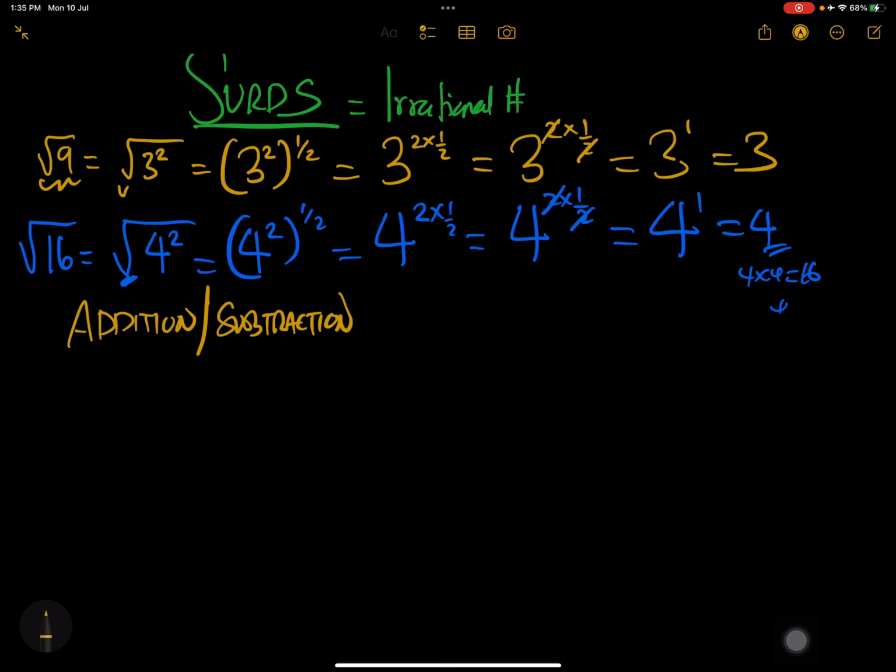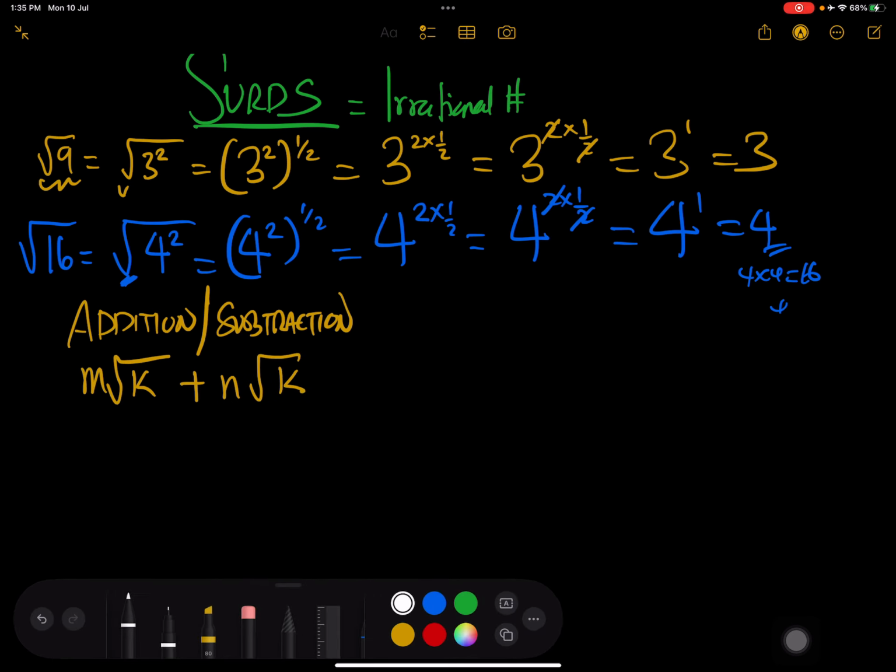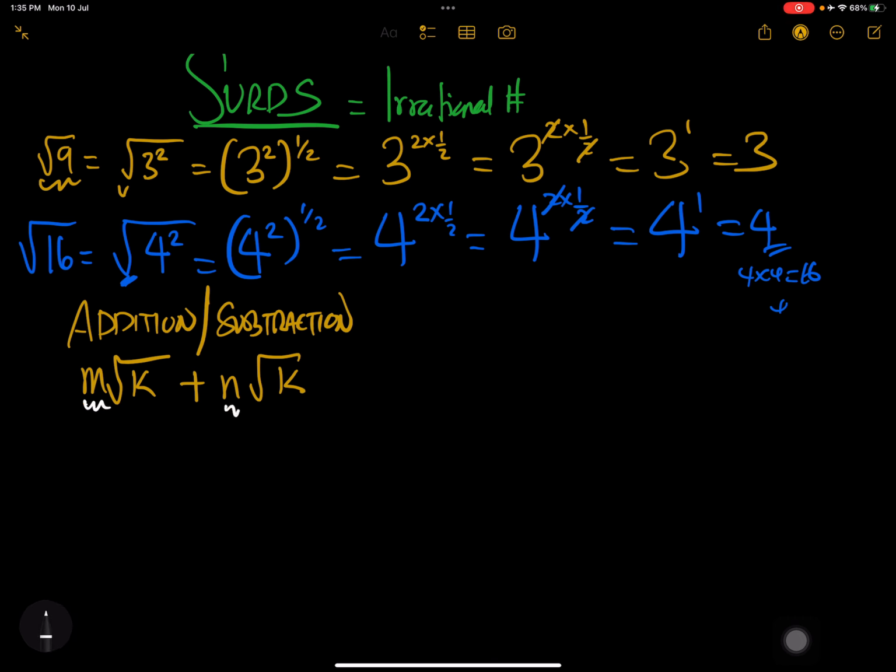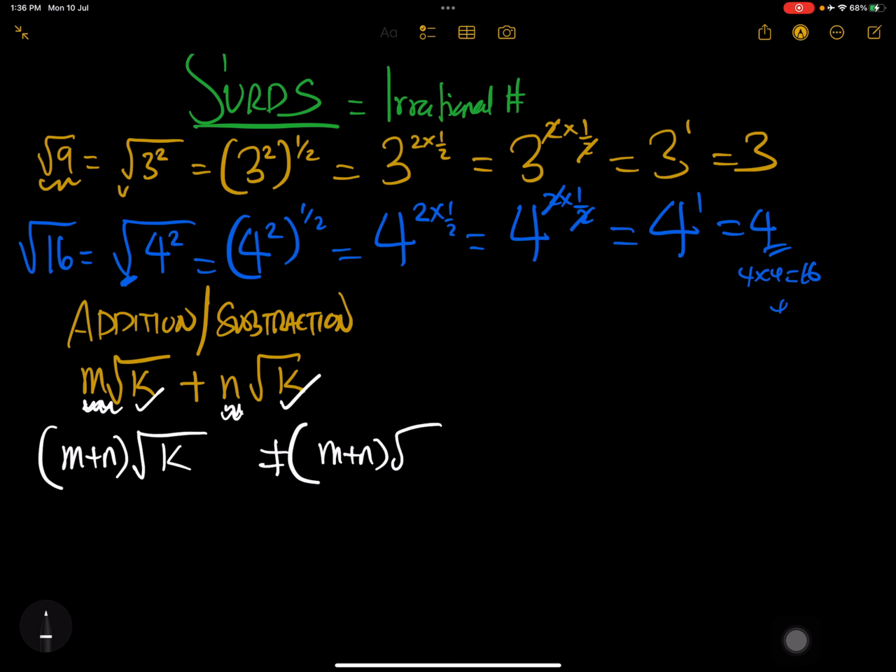So let's say that you have m square root of k plus n square root of k. What you can do is take these and add them. Why can we do that? Because the square root of k is the same in both. So we add the m plus the n together, and just keep the square root of k. Please, it is not m plus n square root of 2k. It's just the square root of k.